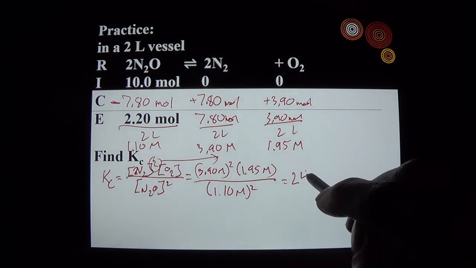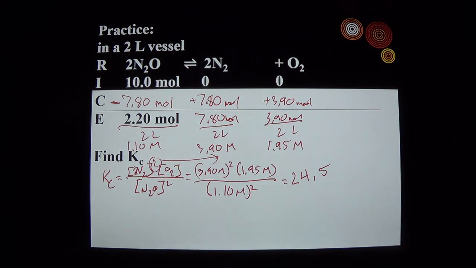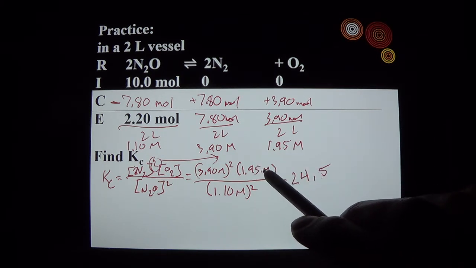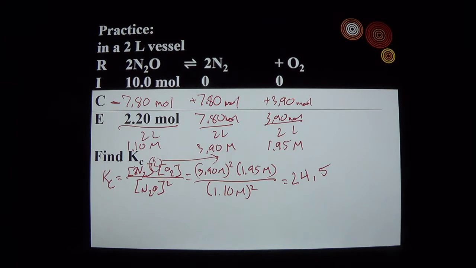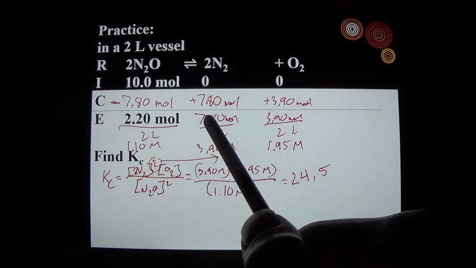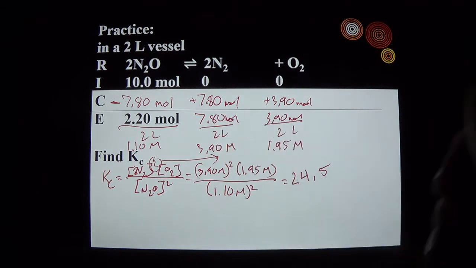And I get 24.5. Okay, no label, not molarity, nothing else, no label. My equilibrium constant is 24.5. What's that tell me? That tells me I certainly have more products than reactants. That tells me that this reaction went pretty well. But that makes sense considering I went from 10 to 2, and so I definitely used up a lot of reactants and I gained a lot of products.